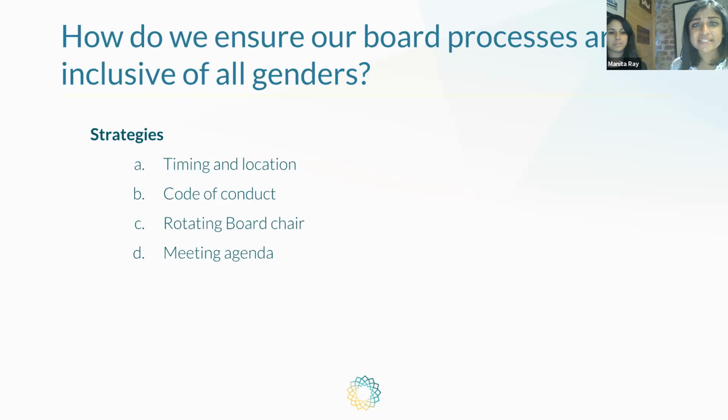And then the meeting agenda, really being very deliberate about how a meeting is conducted in the board setting. In general, administrative duties, no matter how many senior people there are in a room, will always fall on the woman, right? And please correct me if I'm wrong within your context, but we are very deliberate about this.